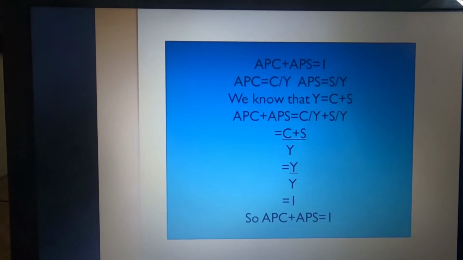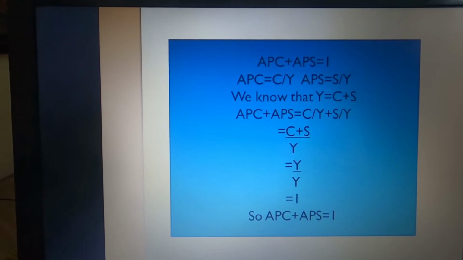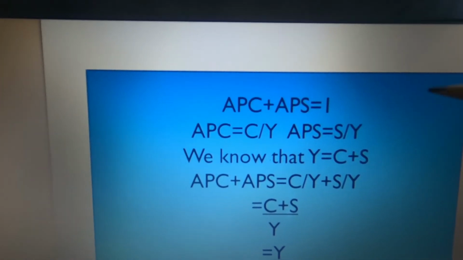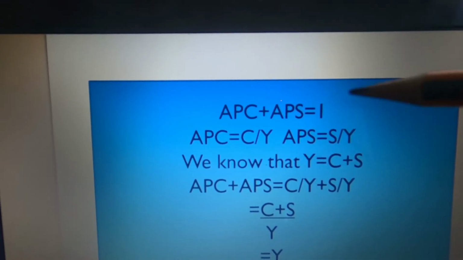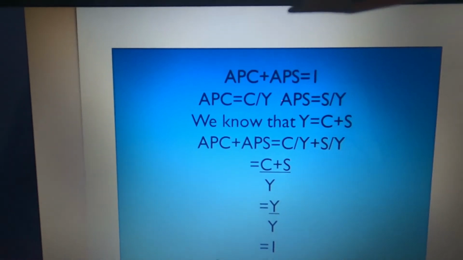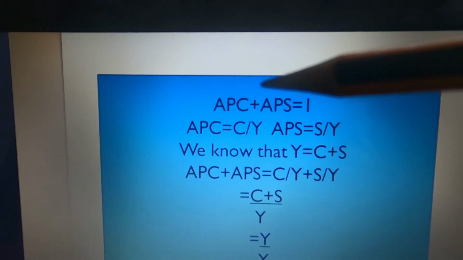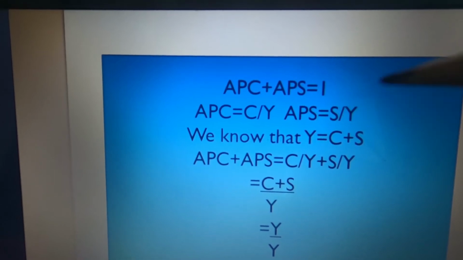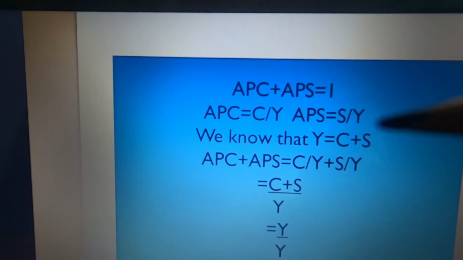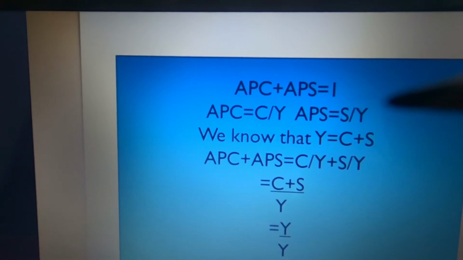Now we have seen the formula of APC, MPC, APS and MPS. Now see here. We have this: APC plus APS is equal to 1. Now we have to show how APC plus APS is equal to 1. APC is C upon Y, APS is S upon Y. Now this formula we know: income is equal to C plus S, that is consumed plus saved. So using this formula, now how do we have to go about it?